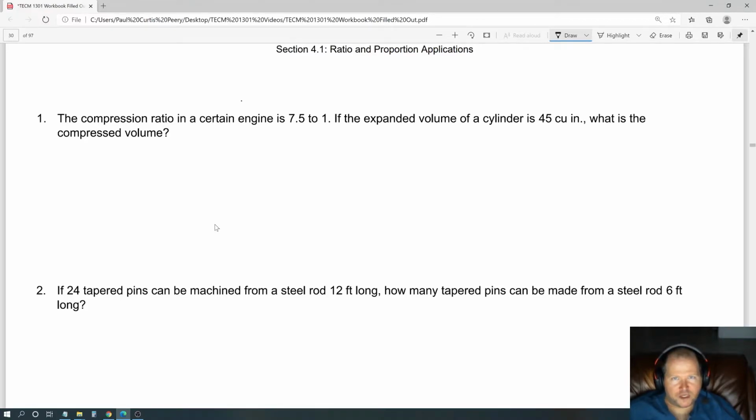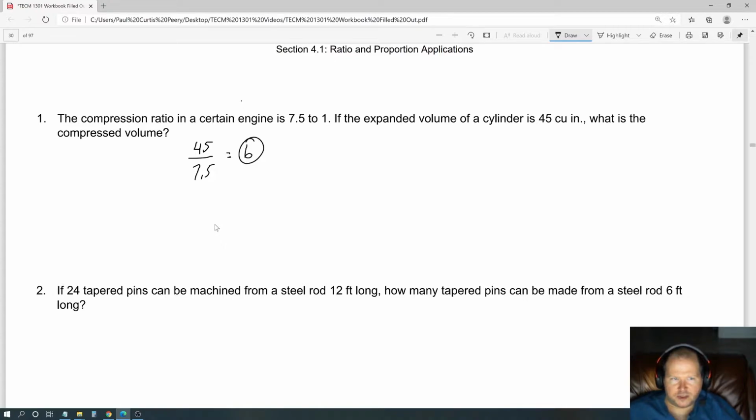Section 4.1 Ratio and Proportion Applications. The compression ratio in a certain engine is 7.5 to 1. If the expanded volume of the cylinder is 45 cubic inches, what is the compressed volume? Okay, so when you compress, you're going to shrink it. So we're going to take the 45, and we are going to divide it by 7.5. And if you put that in your calculator, you should get 6.